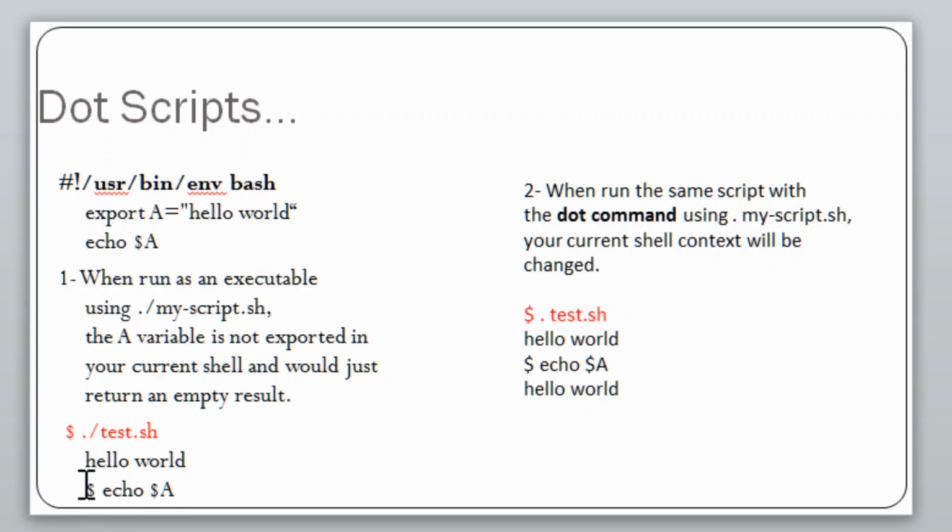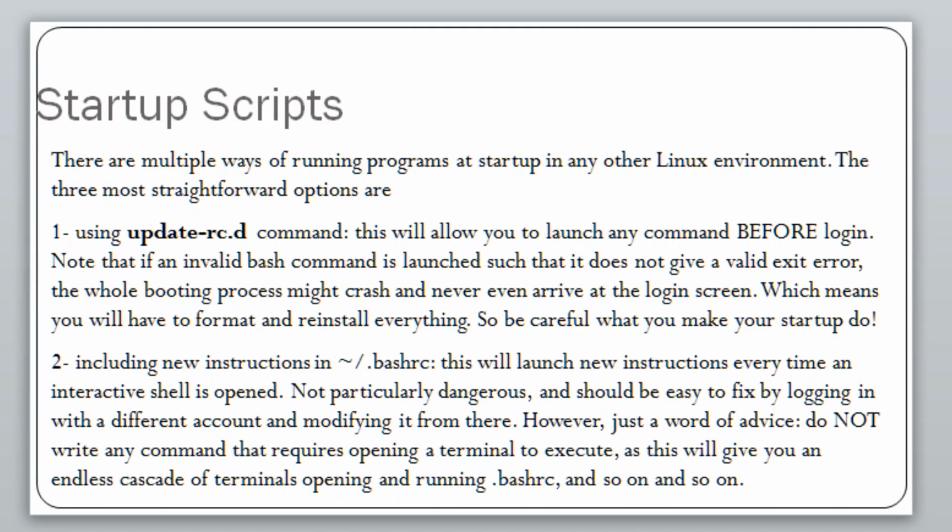When we did it this way, we switched environments, it didn't have that variable A in it, right? So when it went to echo it, there was nothing there. Okay, that's all that's saying with the dot scripts.